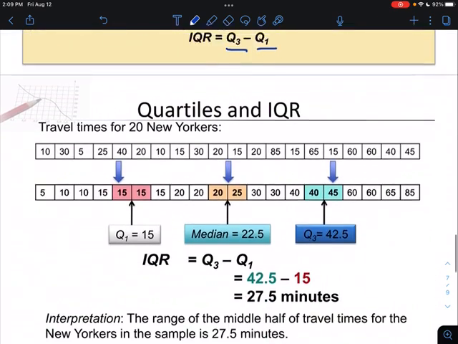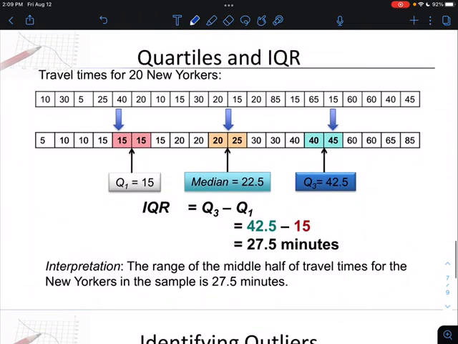And so if we look at an example, we look back at those 20 New Yorker commute times from earlier. So they gave us the data. The first thing we do is rearrange it in ascending order. We find the midpoint of our data, which falls between 20 and 25. So we find our median is at 22.5. Then I split the data into 2 pieces.